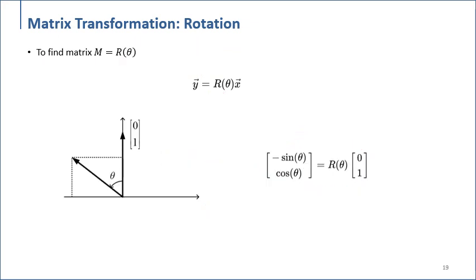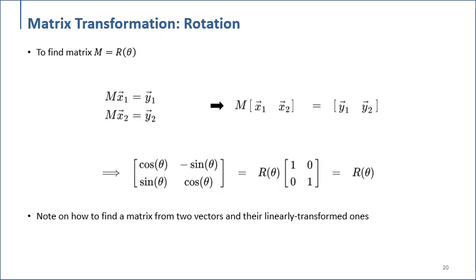Similarly, we can also transform the other basis, the 0, 1 vector. By rotating this, we're going to have minus sine theta, cosine theta, right? So by rotating this vector with an angle of theta, the transformed vector would be like this. From that, we have the second equation.